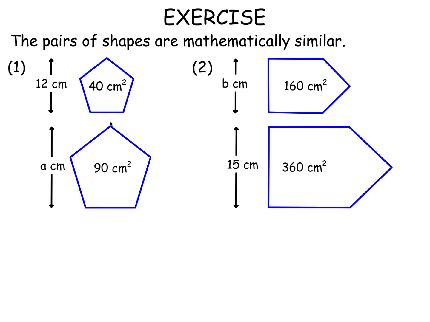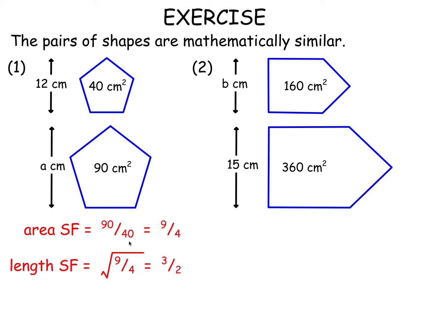Here are the answers. So in this first one, which involves area, you get the area scale factor. It's 90 over 40, which simplifies to 9 over 4. That's the area scale factor. Square root that, and you get the length scale factor. Now apply that length scale factor to the 12. 12 times 3 over 2. That means divide 12 by 2 and multiply by 3. And that gives you 18. That was 18 centimetres in height.